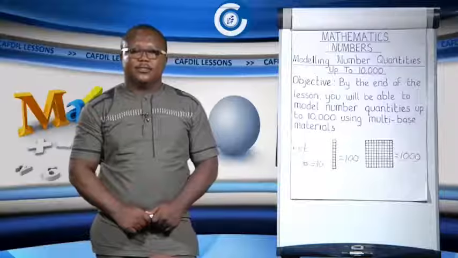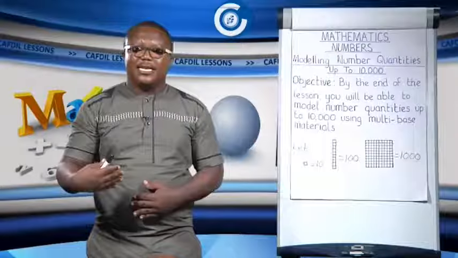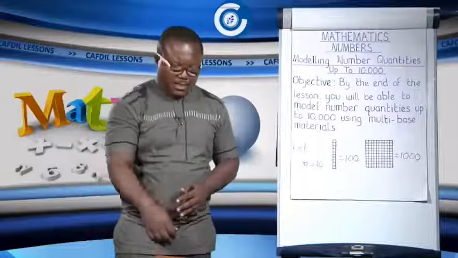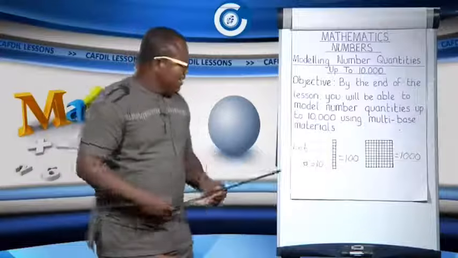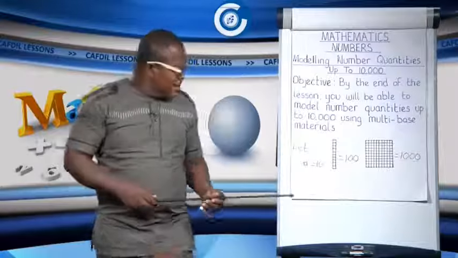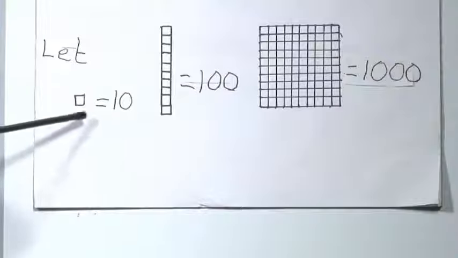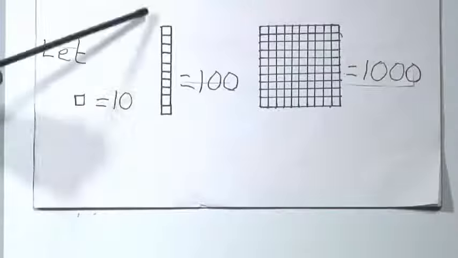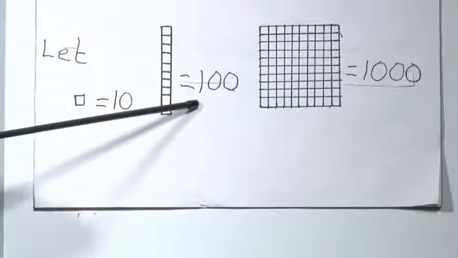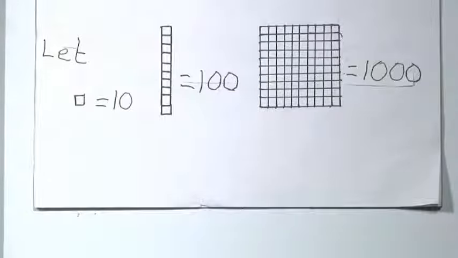Learners, this is what we said. That is why we said we are modeling number quantity. Here we all know that this is 1 cube, but we have represented this 1 cube to be 10. So if this cube is 10, then this one will be 100. And if this long is 100, then this flat will be 1000.